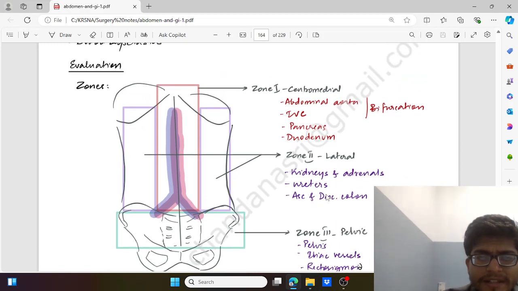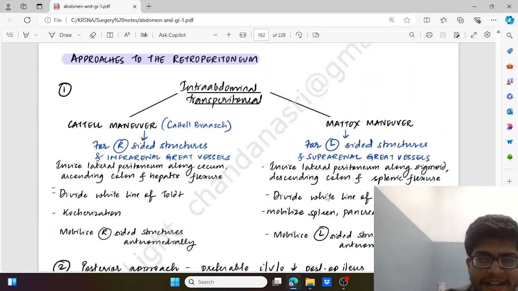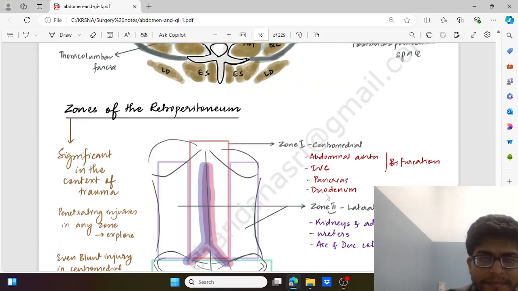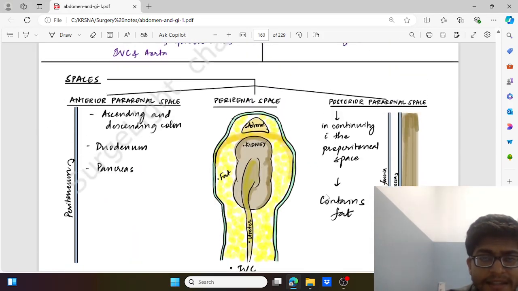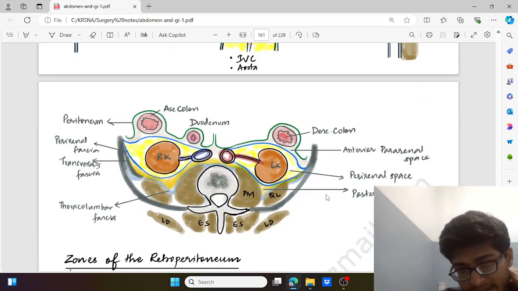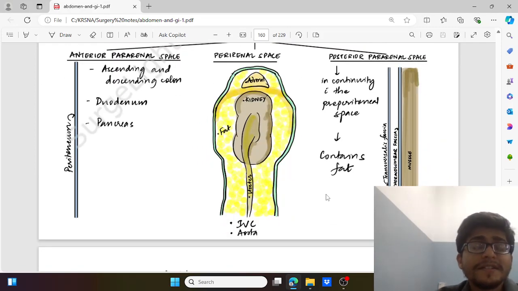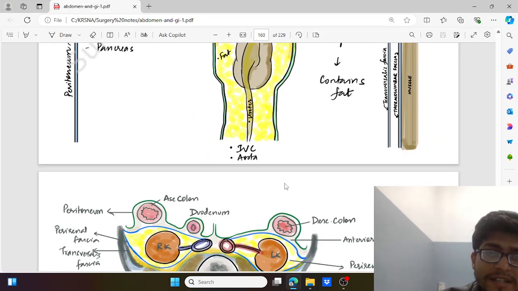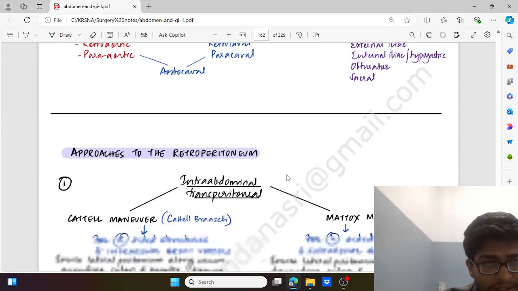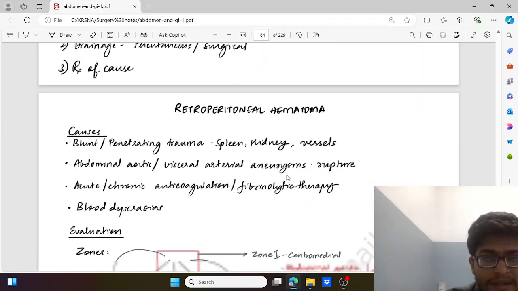To be understood that these zones are not to be confused with the spaces which we have seen, the anterior pararenal, posterior pararenal, and perirenal space. So these spaces are considered anteroposteriorly, whereas these zones are considered in a coronal section, coronal plane, to be more precise.